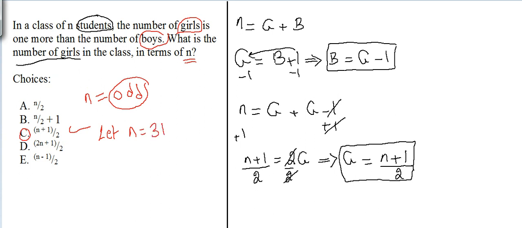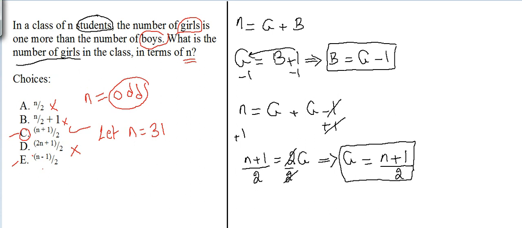Okay, can we say 31 divided by 2? No, this is incorrect. Can we say n divided by 2? It's also incorrect. Can we say 2n plus 1 divided by 2? Whatever n is, if we multiply it by 2 and add 1, it will also be an odd number. We cannot divide it by 2, so this is not correct. So the only correct ones may be C or E.